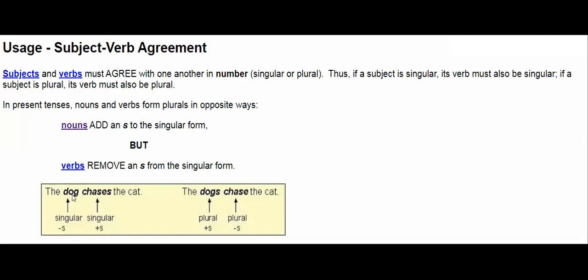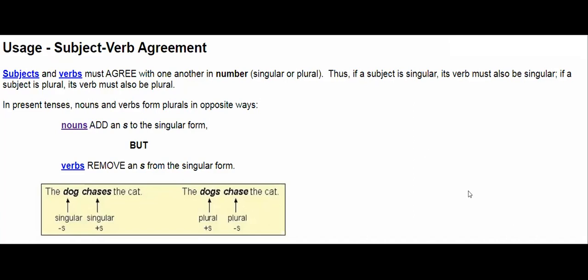For example, the dog chases the cat. In this example, I'm so sorry, I got confused, I got carried away. In this example, dog is singular, it does not have an S. Chases is the verb which uses an S. That is, verb in its singular form will have S in it. Noun in its singular form will not have an S. The dog chases the cat. The dogs chase the cat. Dogs is plural, it is adding an S, and the verb does not have an S. The S is removed. The dogs chase the cat. Get the idea? Is point one clear?